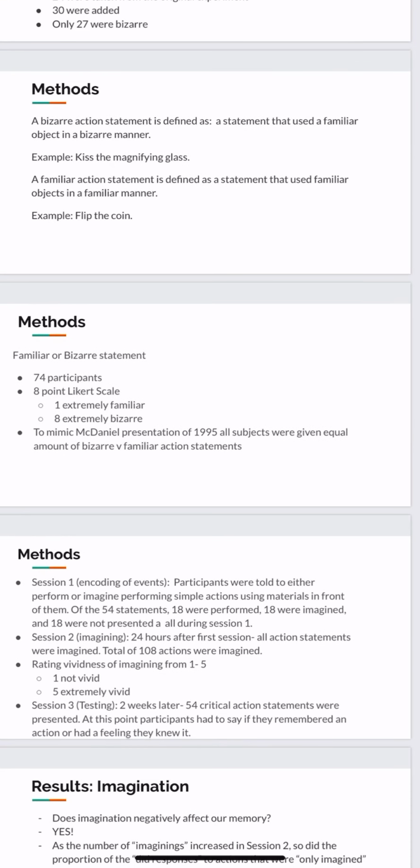For materials and procedures, there was a total of 54 critical action statements. 24 of them were taken from the Goff and Rote original experiment, and 30 additional statements were added. Of the 30 statements that were added, 27 were bizarre action statements and 3 were familiar action statements that were added to those of the original experiment.